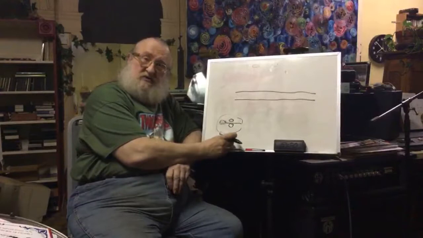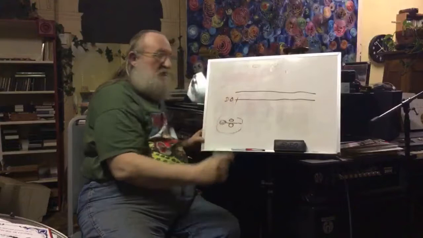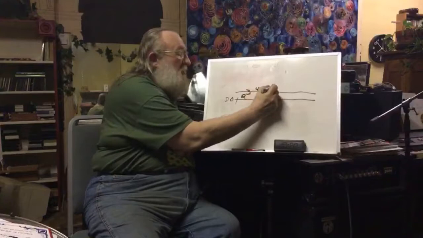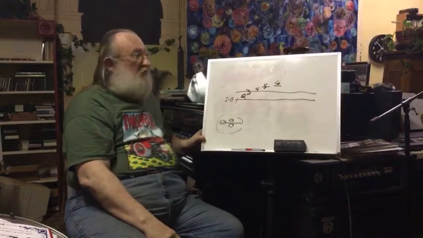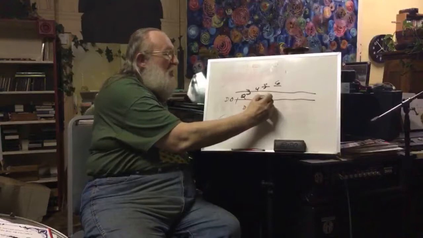But what happened is they started putting in two lines, and the bottom line was almost always do, or let's just say the number one. Then you had two, three, four, one ledger line, five, ledger line, you could go up to six notes. And often what they would do is these first five notes would be do, re, mi, sol, la.